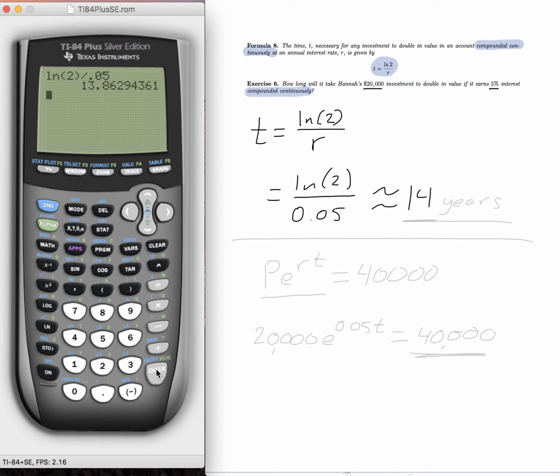Now, time, in this case, will always be measured in years. If you're compounding continuously, time is always going to be years. So we don't have to worry about the units, but it is a good idea to include them.